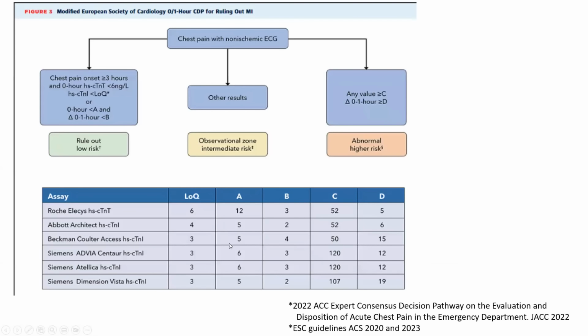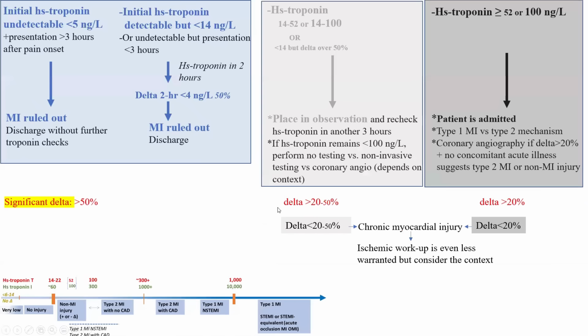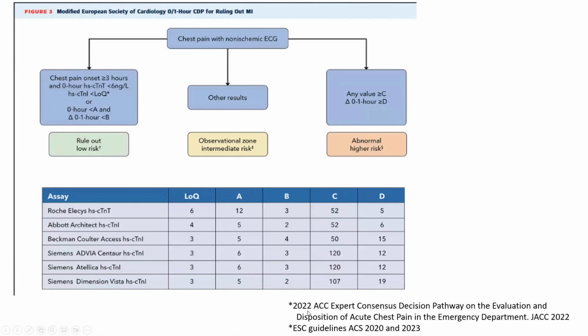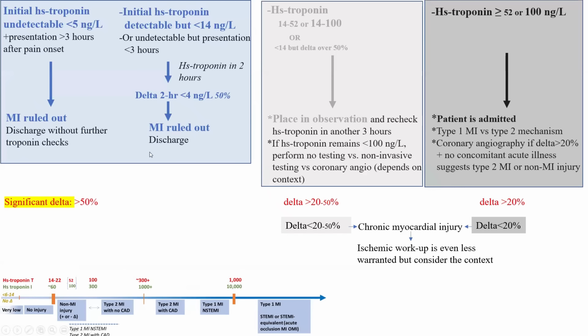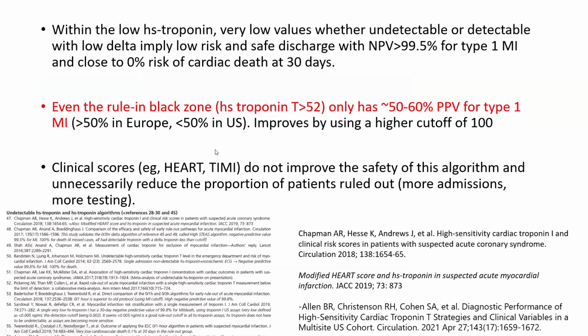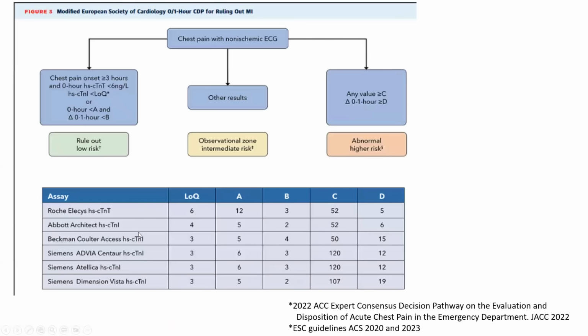And you can review more information regarding that rule-out ED management in the 2022 ACC expert consensus pathway and the ESC guidelines. They have their algorithm. I made my own based on the data, and it's somewhat similar and compliant with the ESC and ACC guidelines, except it's a little more detailed, and I take into account various cutoffs from various studies. And they use here, you see, that 52 cutoff.